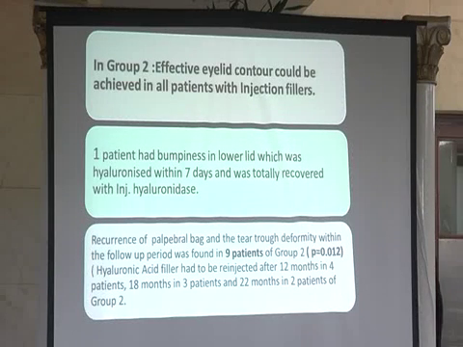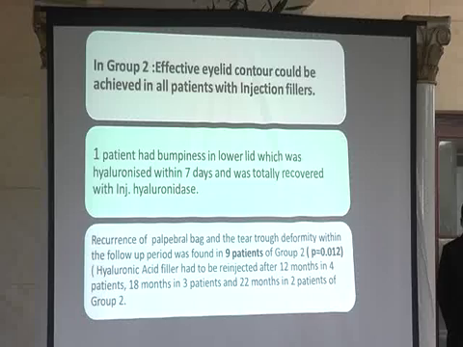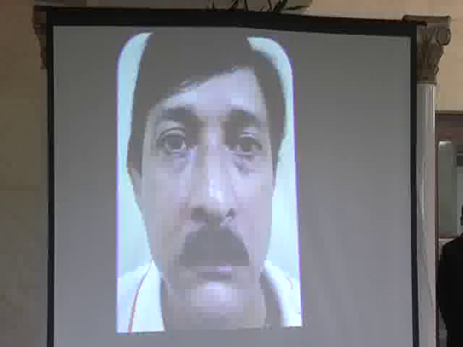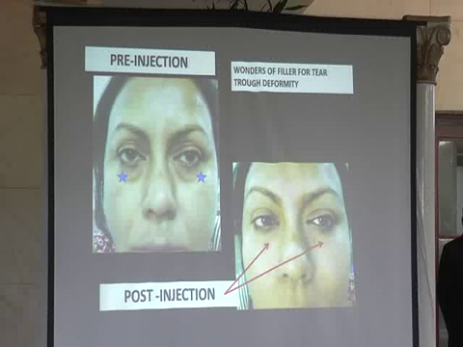In group 2, effective lid control could be achieved in all patients with injection filler. One patient had bumpiness in the lower lid which was treated and totally recovered with injection hyaluronidase. We had a recurrence in 9 patients because we know the hyaluronic acid usually lasts for 1.5 to 2 years, and we did have to re-inject in some of the patients in group 2. This is how we had injected in the inferior tear trough deformity. This is the pre and the post-injection.